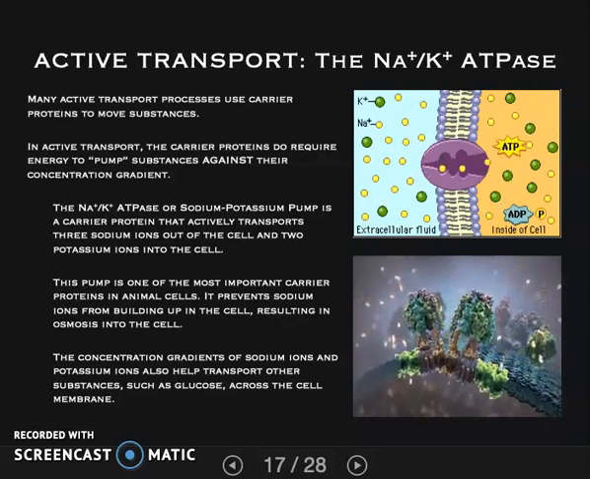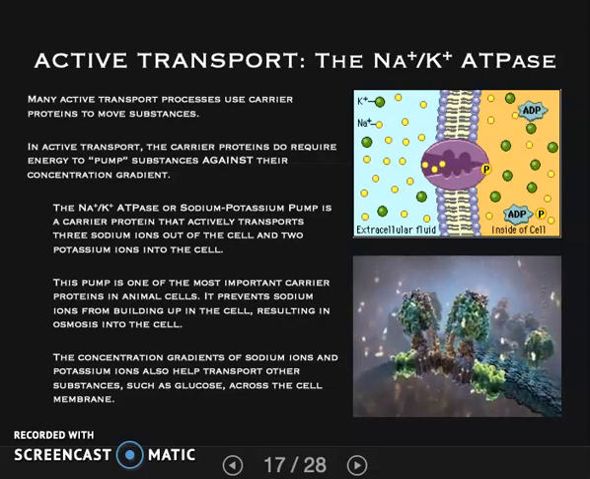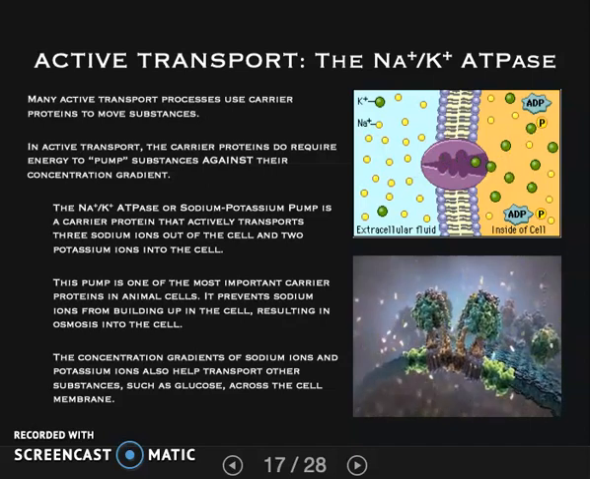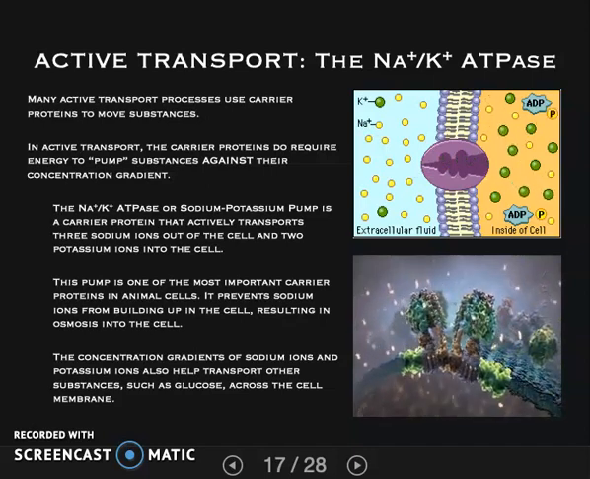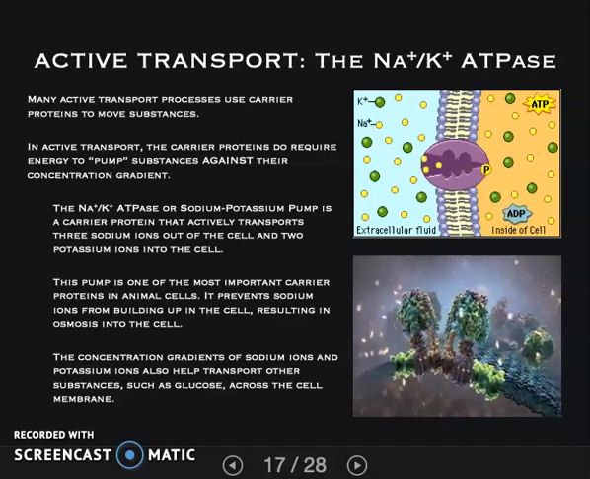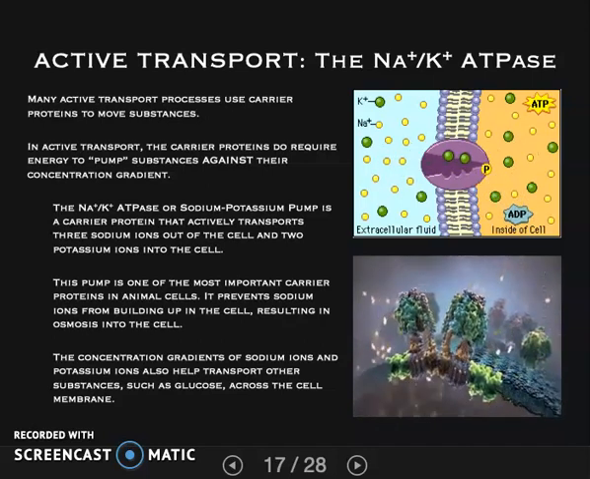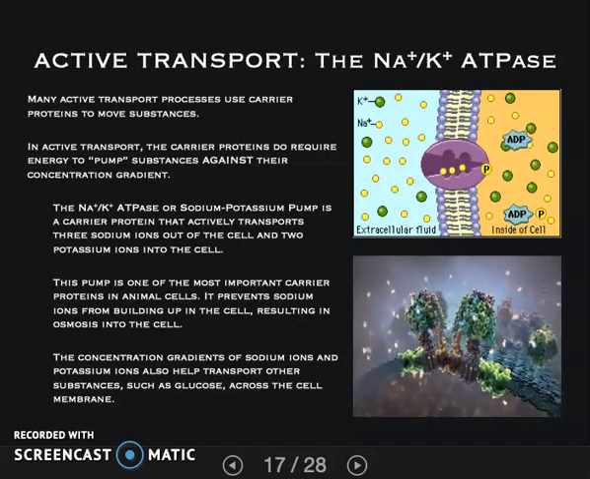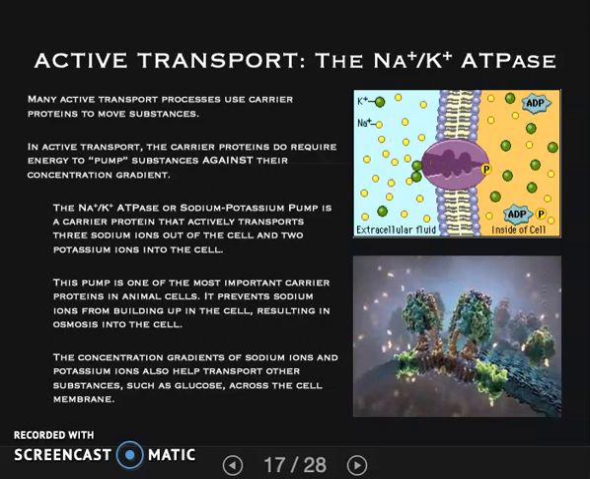And you find the NAK ATPase in tissues like muscle and nerve cells. And notice that they're creating a concentration gradient. There's a lot of potassium inside the cell, but I keep moving it in. And every time I move potassium in, I use ATP. Boom, active transport. Up the gradient using energy.